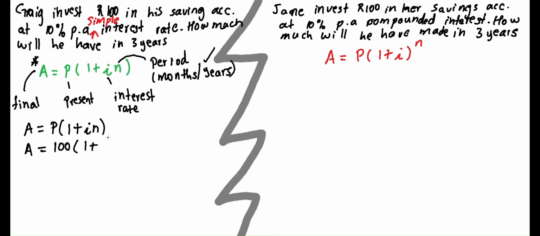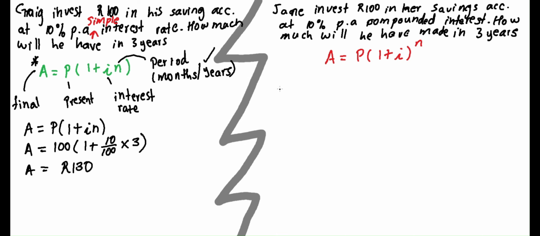If you can find the percentage sign on your calculator, you can simply type 10%, but for us, we can just say 10 divided by 100. And then our period is going to be 3 years, and you simply punch that on your calculator. When I punched that on my calculator, I found that Greg is going to have 130 rands by the end of 3 years.